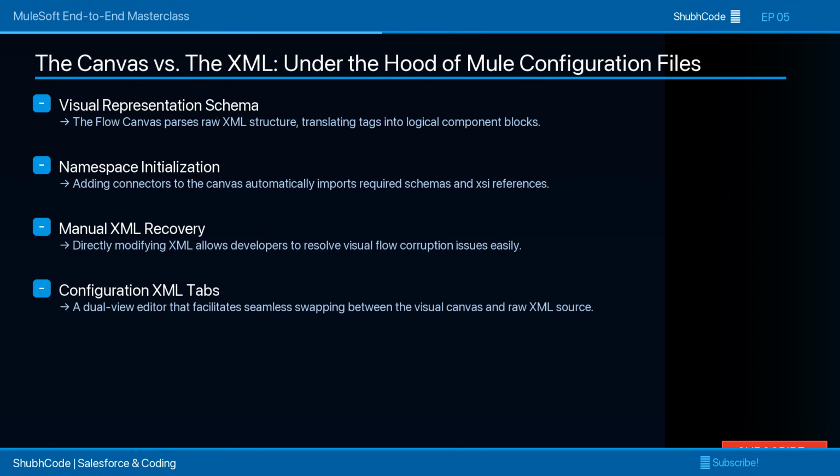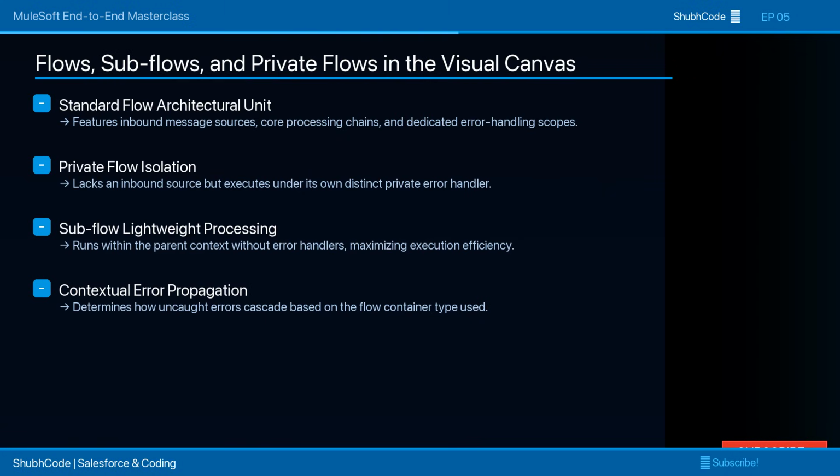flows from scratch. When organizing your application architecture on the canvas, you must master the differences between flows, subflows, and private flows. A standard flow contains an inbound message source, such as an HTTP listener or a JMS queue subscriber, along with its own processing area, and a dedicated, isolated error handling scope. A private flow lacks an inbound message source but still retains its own private error handling strategy. You call a private flow from another flow using the flow reference component.